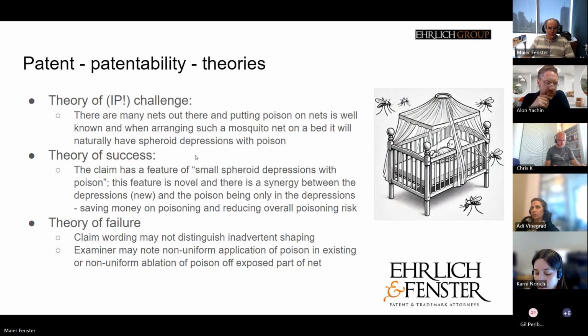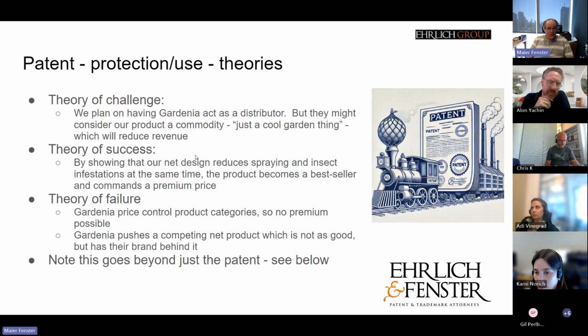In a similar way, protection or use. So I already decided that I'm going to use Gardenia. They changed their name, and I misspelled the name apparently too. Too late for that. And I want to use them as a distributor. Now, my challenge is they might decide that my incredible genius net is just another cool garden thing, and you charge for it like a cool garden thing instead of like the greatest invention since sliced bread.